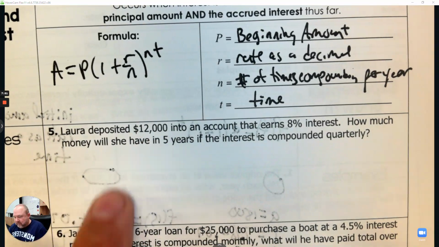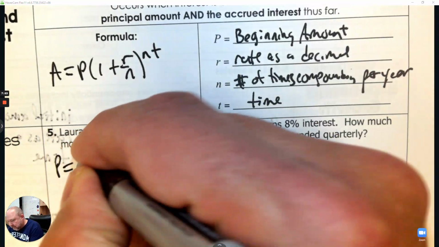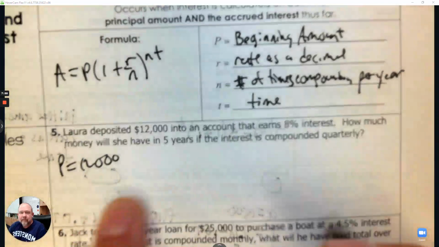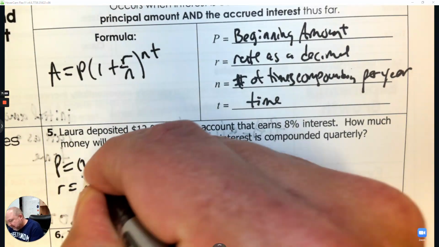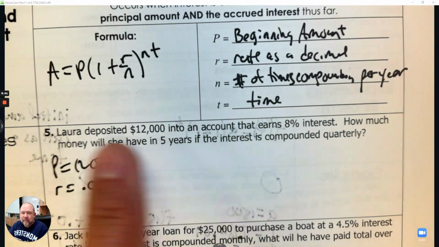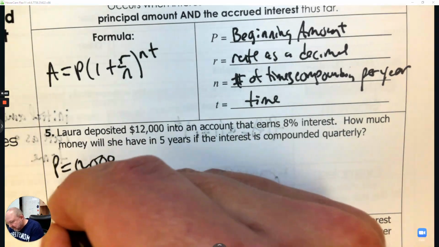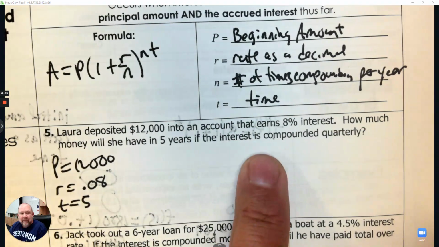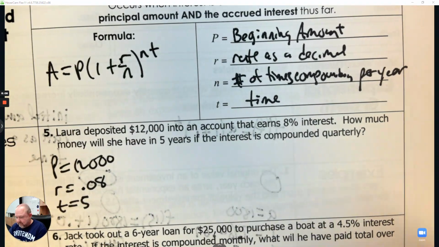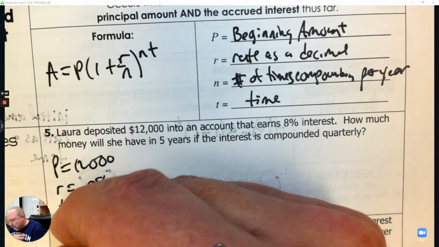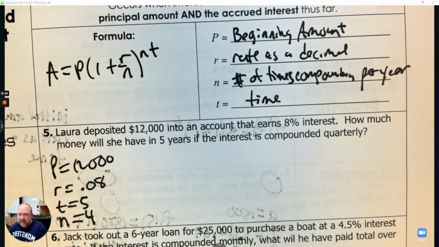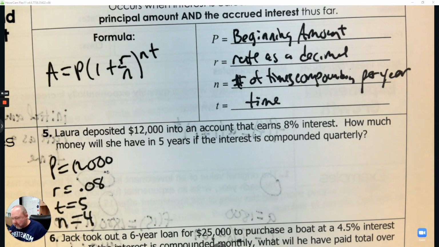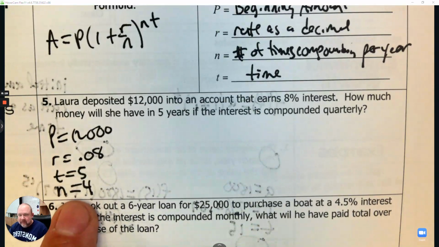So Lar deposited 12,000. That's what P equals. Into an account that earns 8% interest. That's the rate as a decimal. How much money will she have in 5 years? That's T. If the interest is compounded quarterly. Now the word quarterly means 4 times a year. We get that idea of quarters, right? Split into 4 parts, or quarters. How many quarters make a dollar? So that's where 4 comes from.